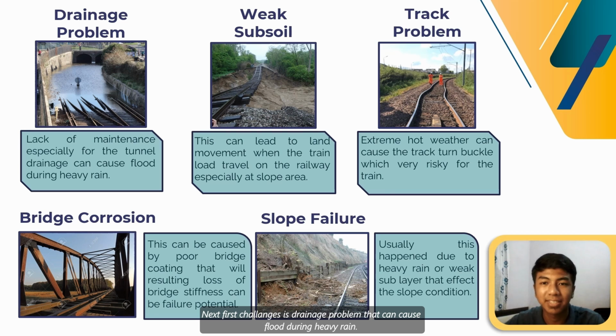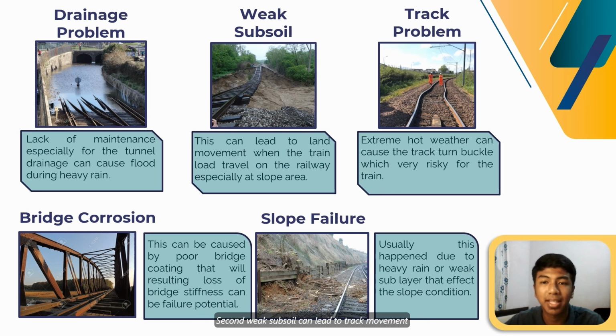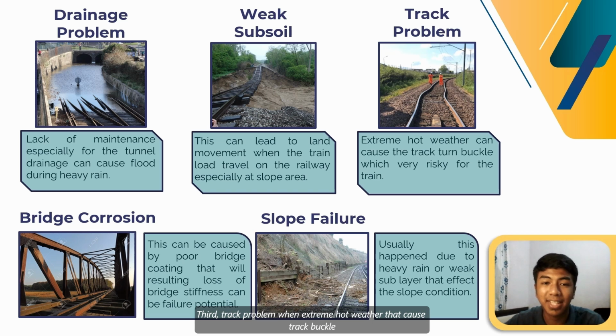Next, first challenges is drainage problem that can cause flood during heavy rain. Second, weak subsoil can lead to track movement. Third, track problem when extreme hot weather that cause track buckle. Next, bridge corrosion that caused by poor coating and can lead to failure potential. Last, slope failure, which also caused by weak sublayer during rain.